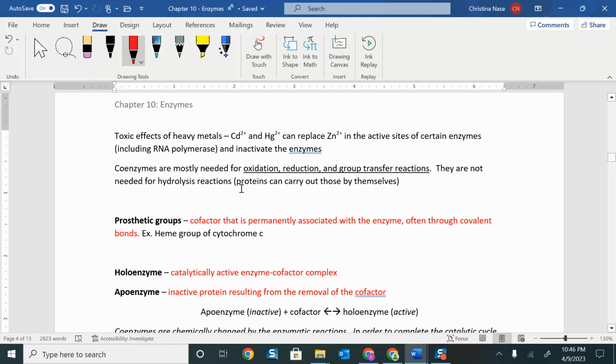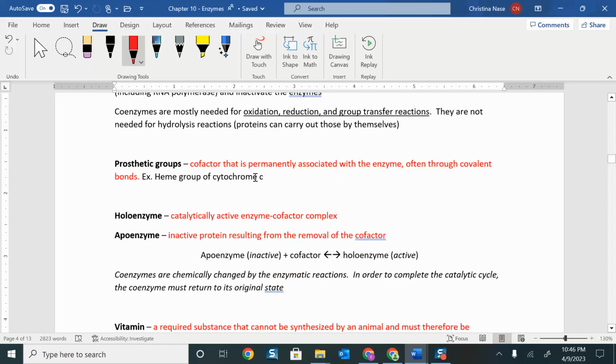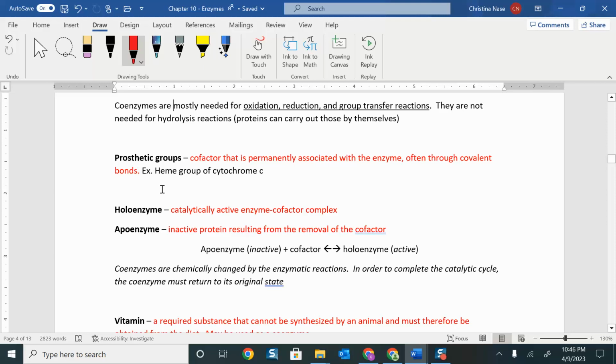to shut down. So coenzymes are needed specifically for oxidation and reduction and transfer reactions, group transfer reactions, but generally for hydrolysis reactions, you don't need them. The proteins are able to carry those out by themselves. You also have some things called prosthetic groups, and this is a cofactor that is permanently associated with the enzyme in order for the enzyme to act.